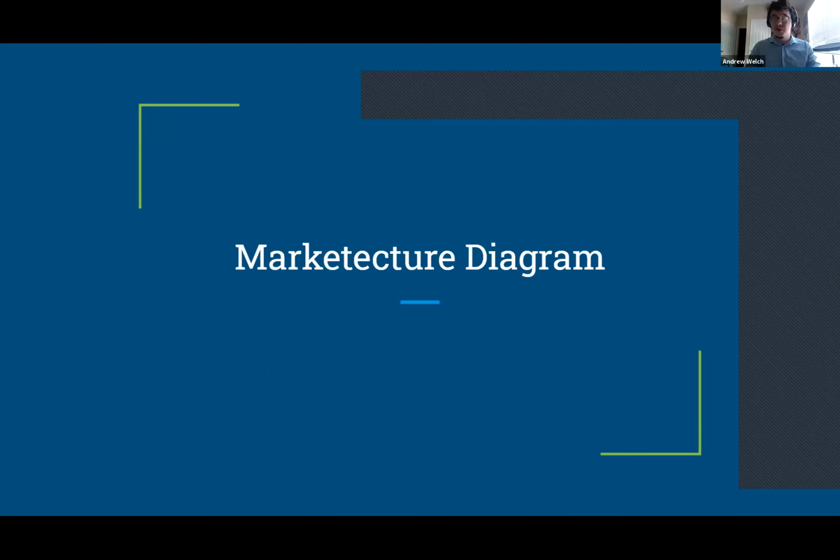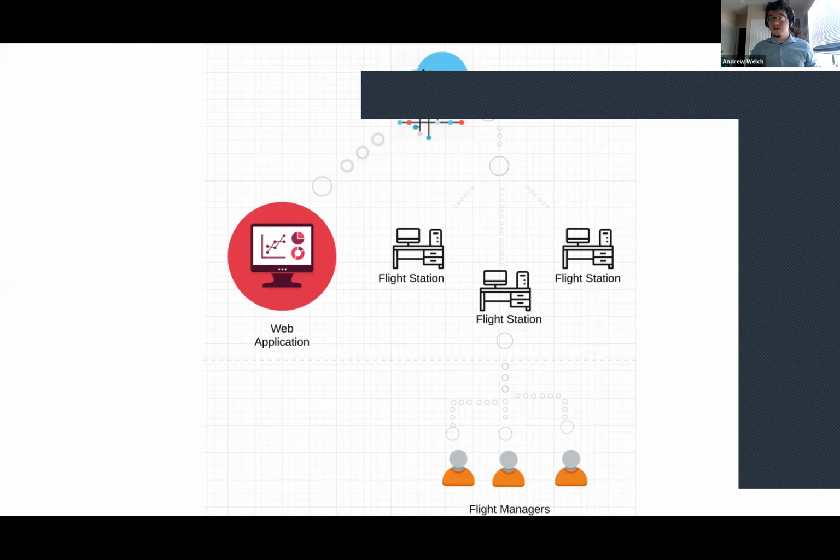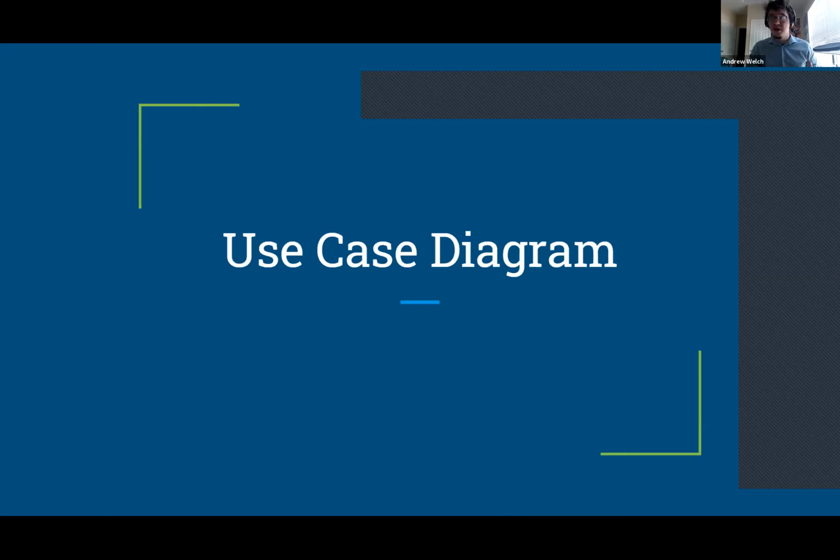So next we're going to talk about the Marketecture diagram. Essentially, this is a high-level non-technical diagram of what we want our system to look like. As we can see, we have Atmos, and we have our web application. We have the concept of a flight manager, someone like Dean Morris, who will be able to send his data into Atmos using our web application.